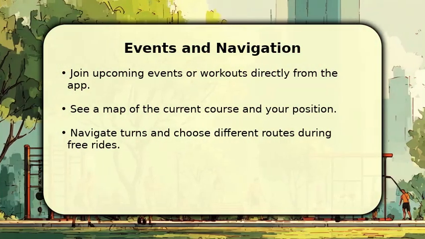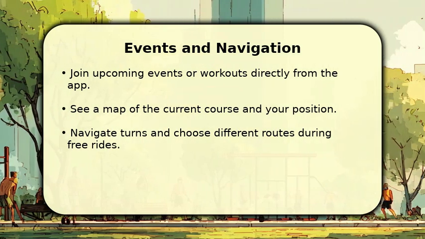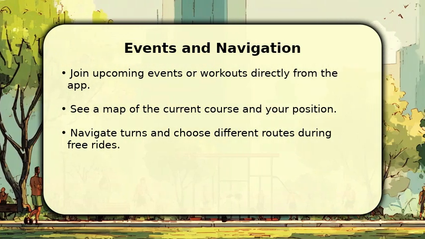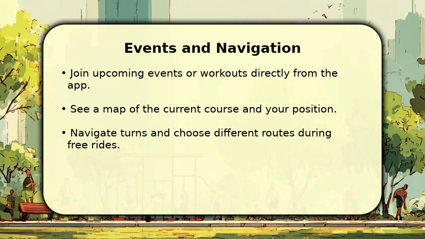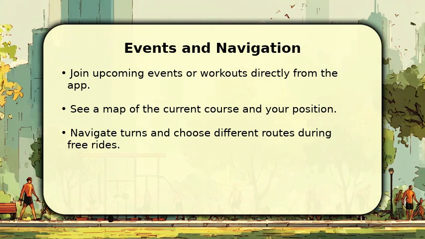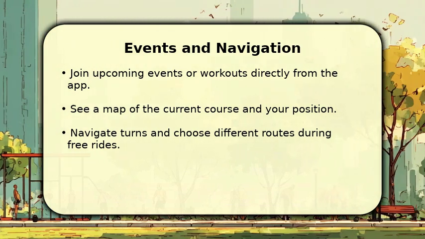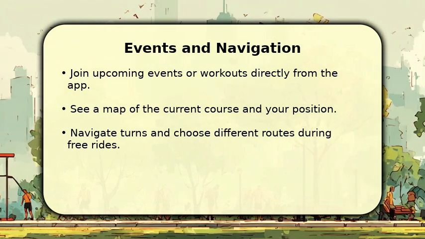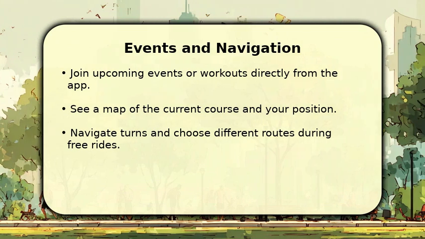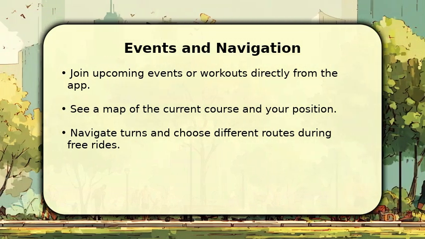The Companion app is also your gateway to managing events and navigating the expansive Zwift worlds. Easily join upcoming group rides, races, or structured workouts directly from your phone. A detailed map displays your current position on the course, helping you stay oriented. During free rides, you can select turns and explore different routes. Plus, keep an eye on real-time leaderboards and segment times, pushing you to achieve your best performance.